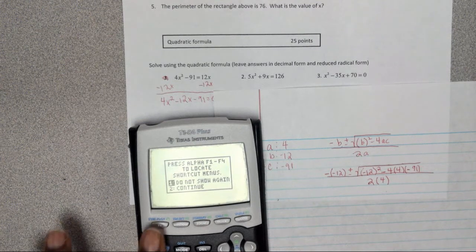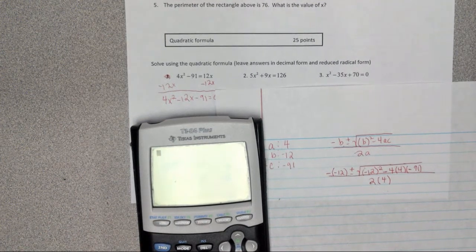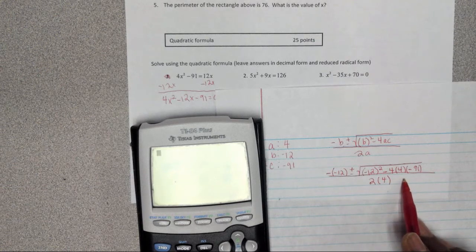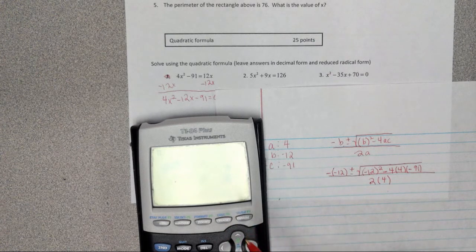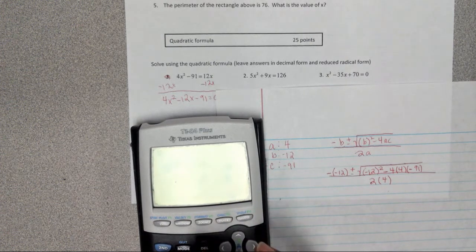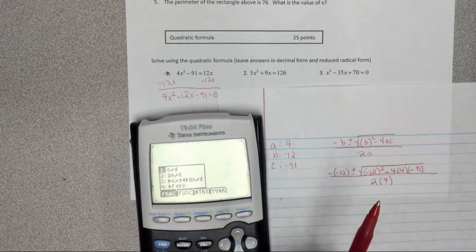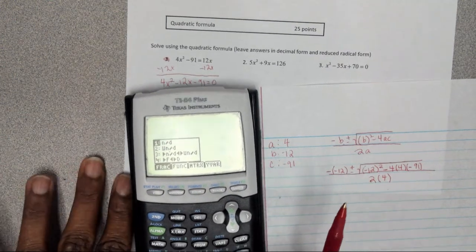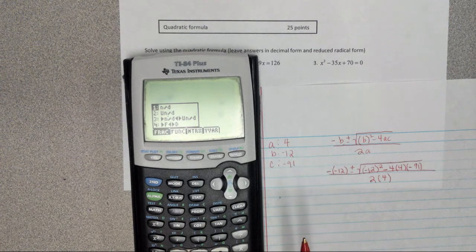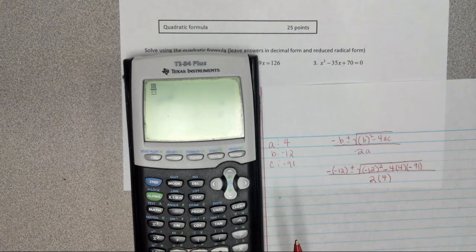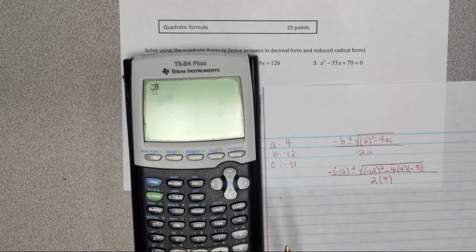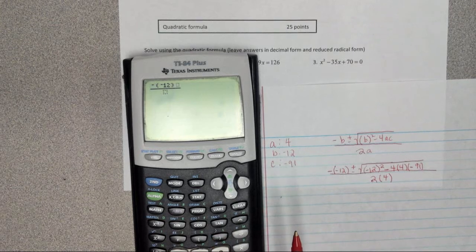Okay, so I'm going to go to my home window. Remember, when we're putting in numbers, they're all numbers, it goes in a home window. If it was variables, then it would go into the y equals window. So I'm going to hit alpha y equals. Let me move this up some more so you can see my y. Alpha y equals enter. Then I'm going to put in negative, not minus, open parentheses, negative, not minus, 12, close parentheses.